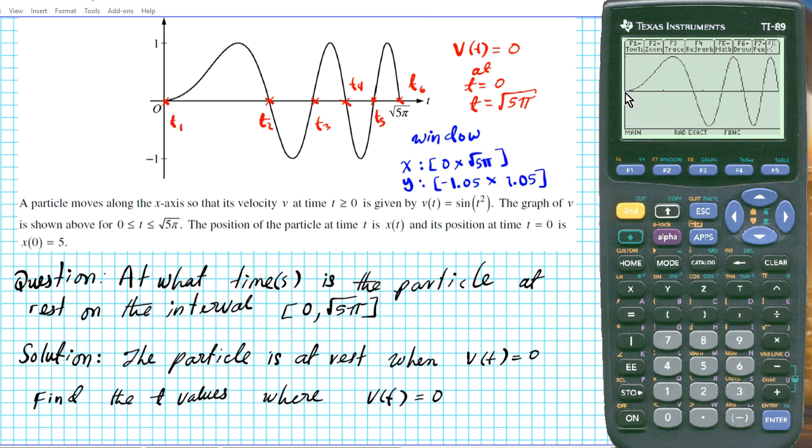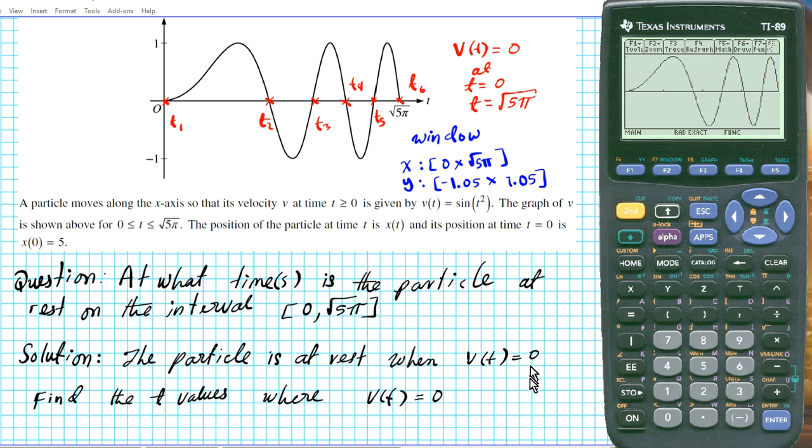Now we already know the two times when the particle's at rest, 0 and root 5 pi. We need to find this point, this point, this point, and this point. These four x-intercepts are what we want to find. So the procedure that we'll apply to the first one will be the same as the second, third, fourth. So hopefully by the time we're approaching the third or fourth determination of the x-intercept, you should have already mastered the procedure.